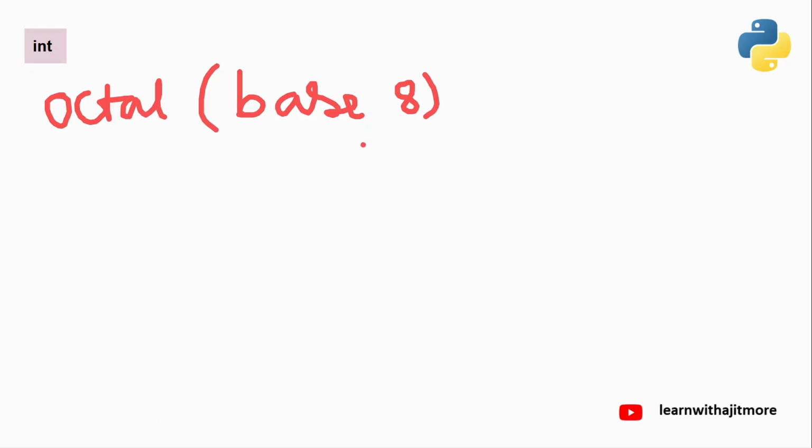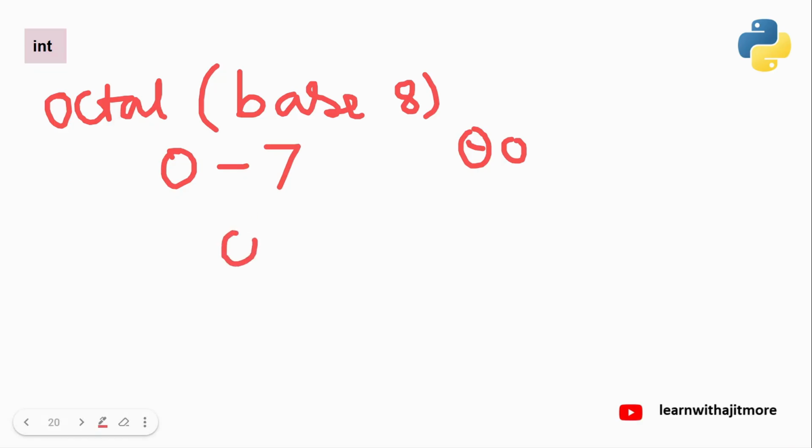Octal, base 8. In this we have only 0 to 7 digits. So total digits, how many does it have? 8 digits. Which are those 8 digits? 0 to 7. And you have to form the number by these combinations only. But here it should start with 0 O. O can be small or capital, it doesn't matter. First 0 will come, and then O, and then after that any combination of 0 to 7.